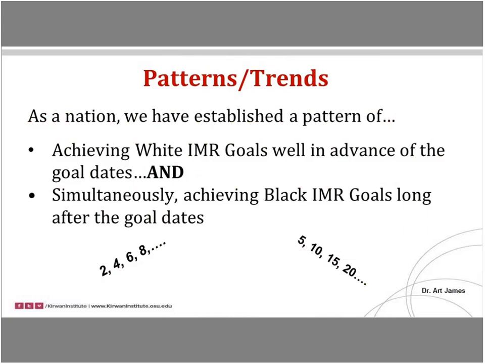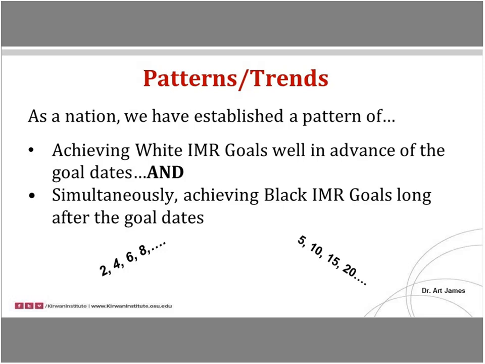Next slide. So what we've done as a nation is we've achieved white infant mortality rate goals well in advance of the goal dates, and simultaneously, we don't achieve black infant mortality rate goals until long after the goal dates. The numbers at the bottom of the slide: when I'm giving this lecture live, I ask people, if I ask you to tell me the next number after 2, 4, 6, 8, of course everybody says 10, or 5, 10, 15, 20, of course everybody says 25.